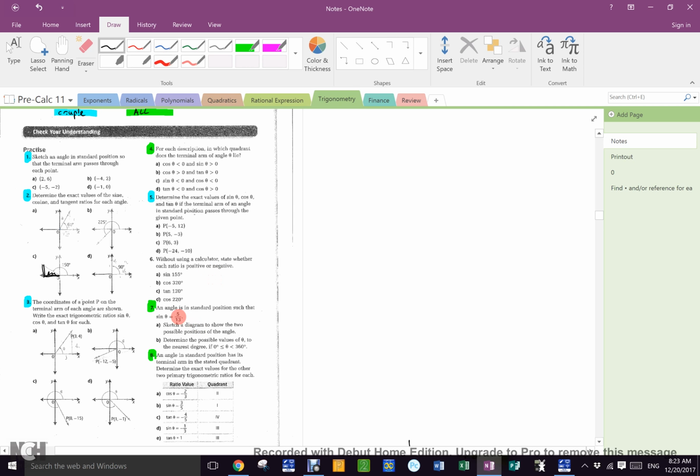Number 7. If sine is 5/13, is sine positive or negative? It's positive. So it has to be in that quadrant or that quadrant, yes? Sine is y over hypotenuse, right? So where's the 13? It's the hypotenuse. Where's the 5? That's where it has to be.